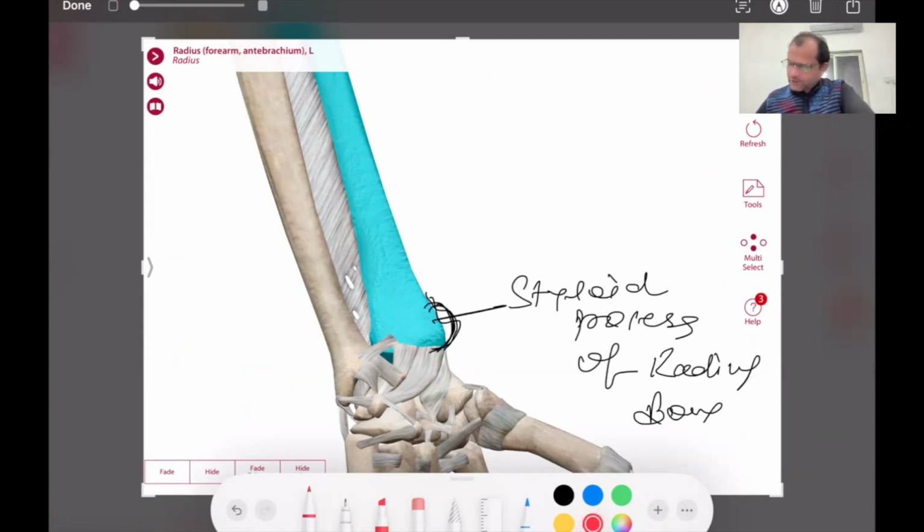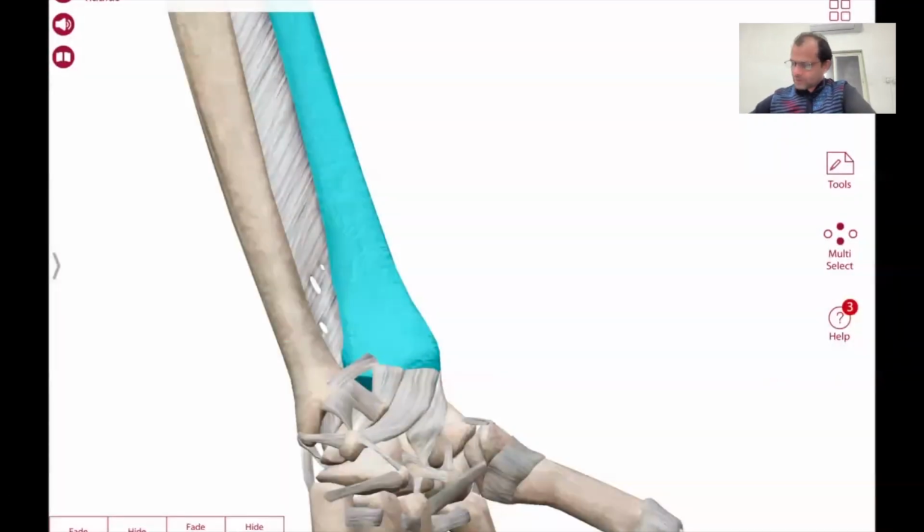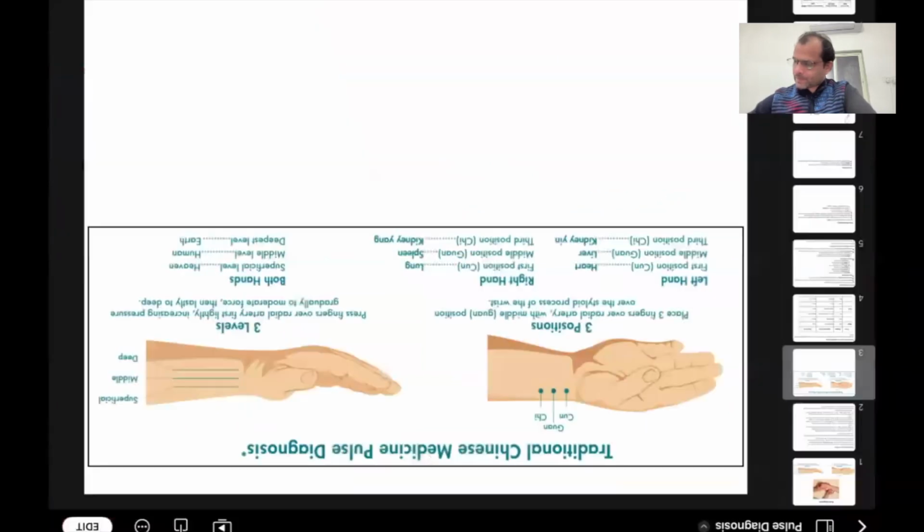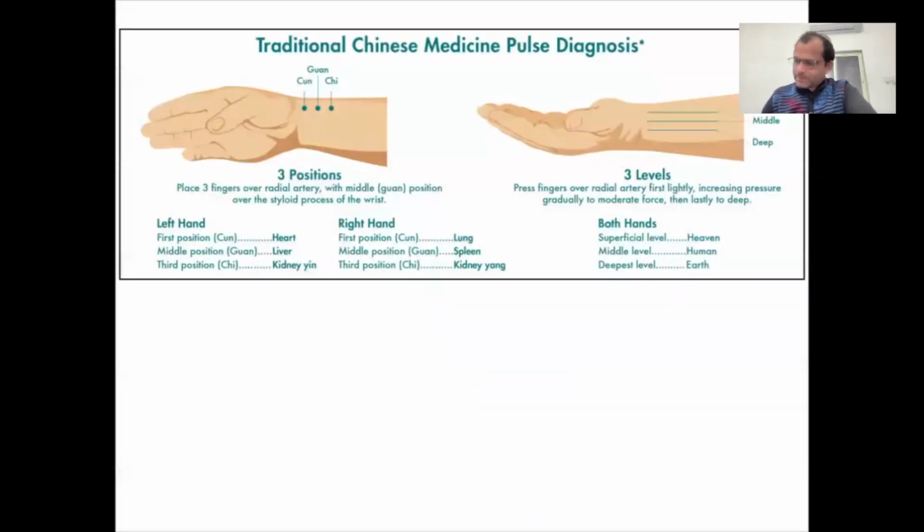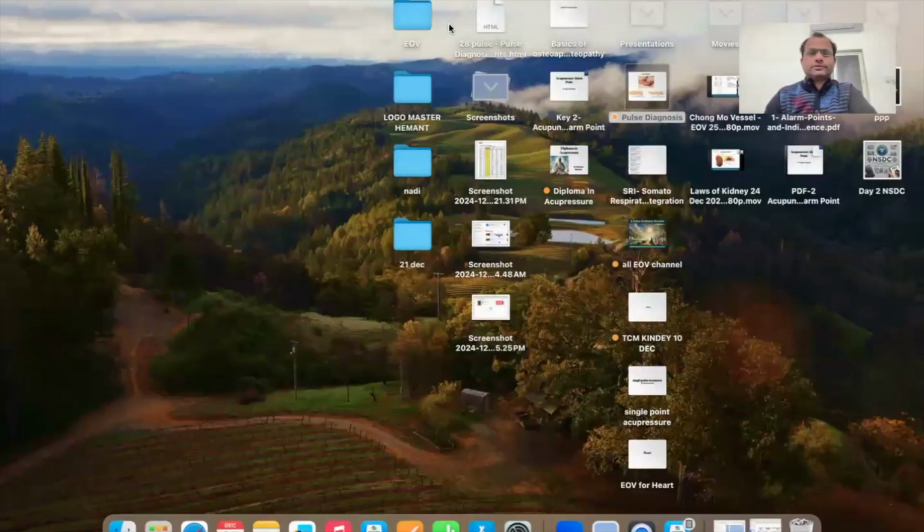यहां पर हमारी middle finger आती है. We are keeping the middle finger here on the styloid process. Whenever we are placing our finger, जब भी हम अपनी फिंगर को प्लेस करते हैं तो यहां पर हमारी मिडिल फिंगर आती है on the styloid process. So we are keeping the middle finger on the styloid process, one finger before and one finger after. So we are keeping the three fingers one after another. हम तीन फिंगर को रखते हैं ऐसे.